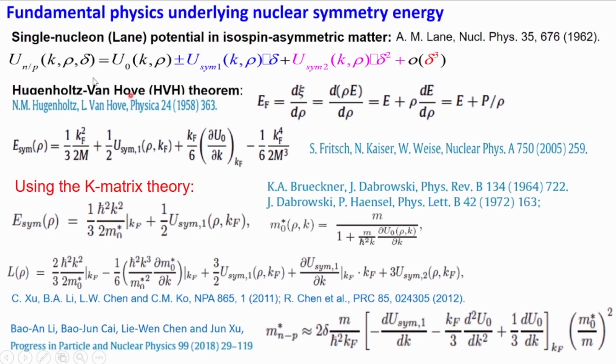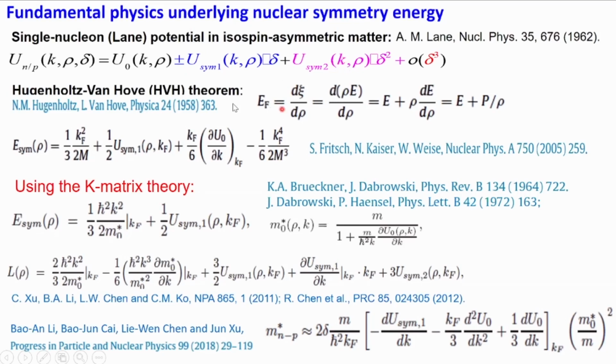Now, if you look at the single nucleon potential in asymmetric matter, let's say the nucleon has a momentum k in nuclear matter with density rho and isospin asymmetry. We have the so-called isoscalar part and the isovector part. This isovector part is repulsive for neutrons, attractive for protons. We have higher order terms. This term is an isoscalar term, high order terms.